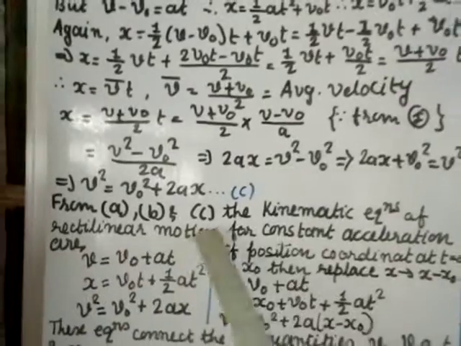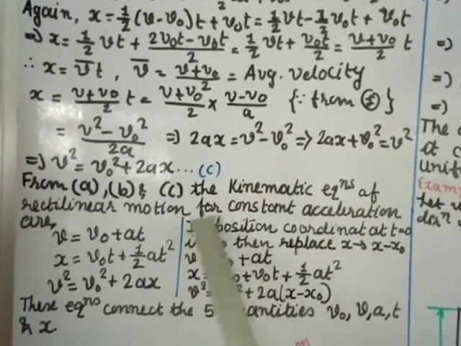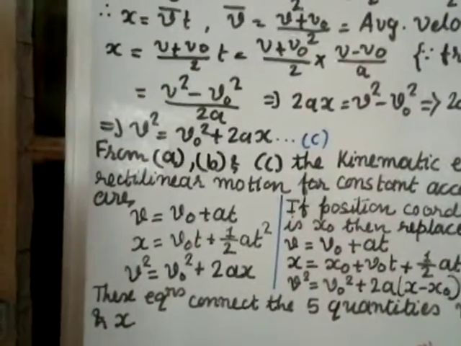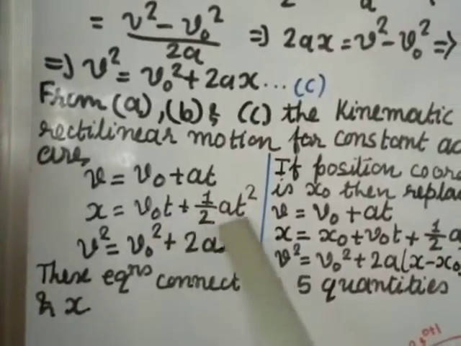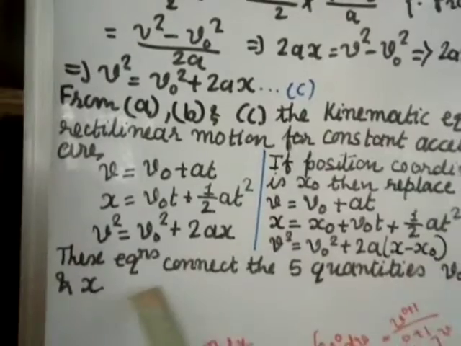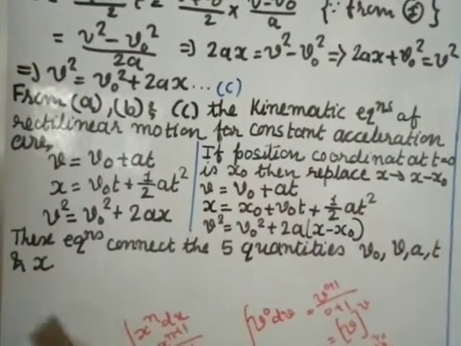So from A, B and C, the kinematic equations of rectilinear motion for constant acceleration are: I am writing equation A, equation B and equation C together. v is equal to v0 plus at, x is equal to v0t plus 1 by 2 at square, v square is equal to v0 square plus 2ax. These equations connect the 5 quantities v0, v, a, t and x.